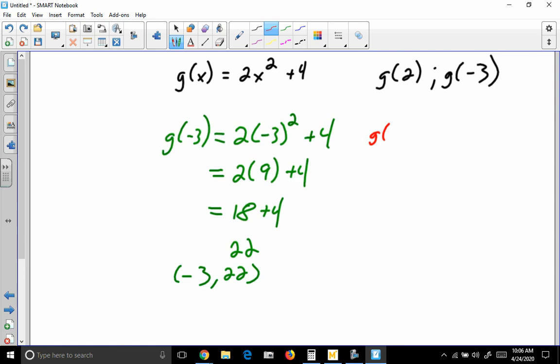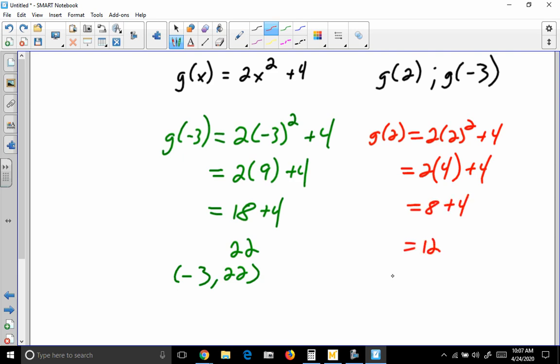Now if we do g of 2, where we have an x, we put a 2 in. 2 squared is 4. 2 times 4 is 8, plus 4 is 12. So when we put a 2 in, we get a 12. So that's function notation. This is our formula. This tells us our input. This tells us the name of our function.